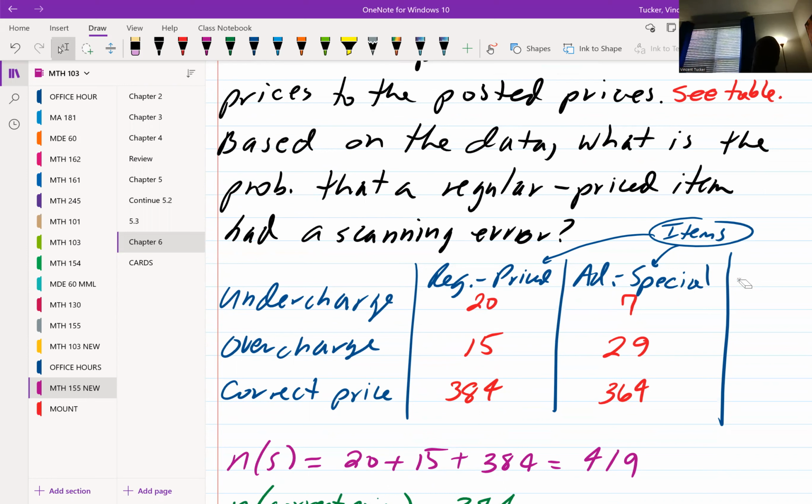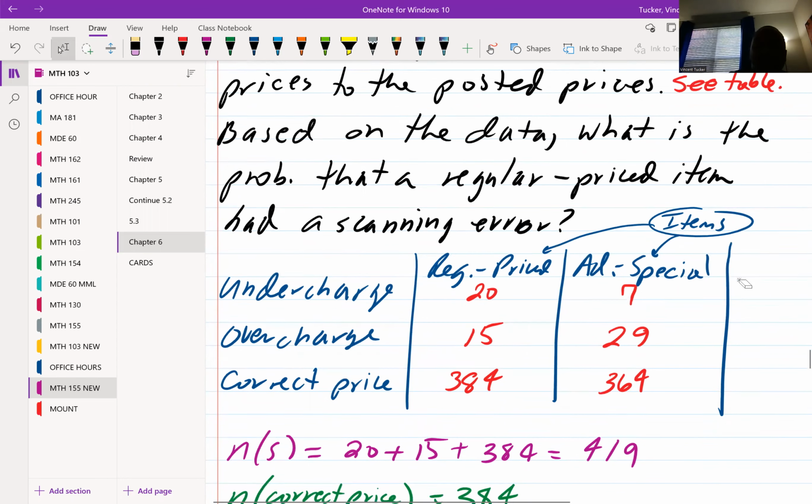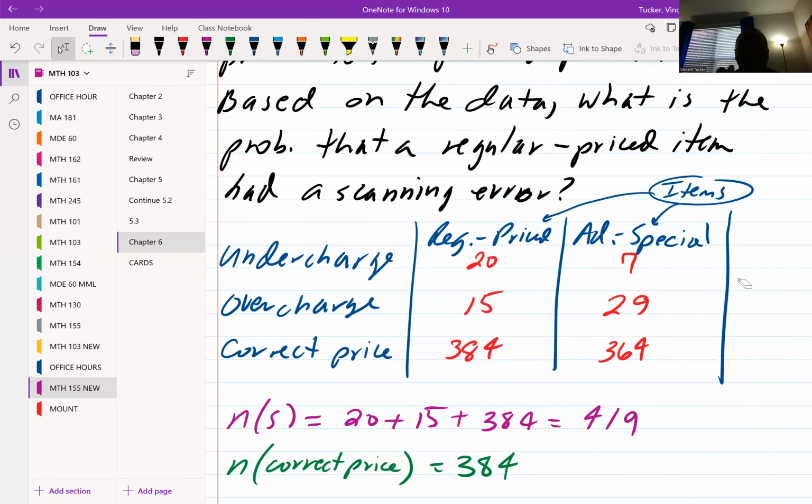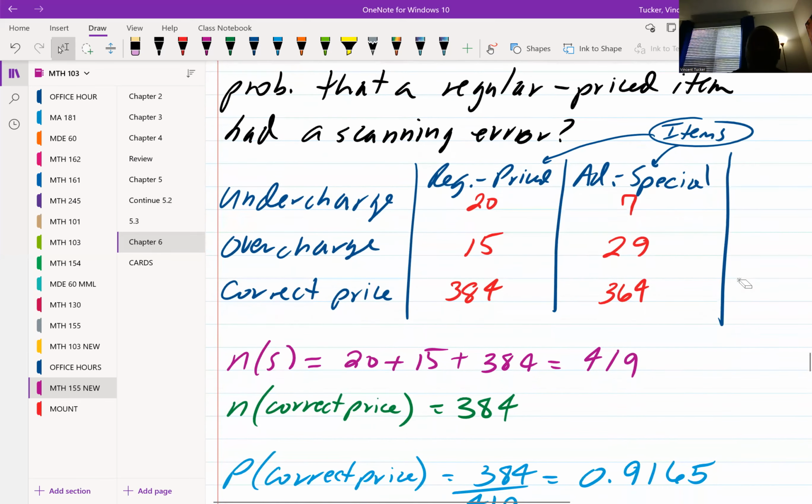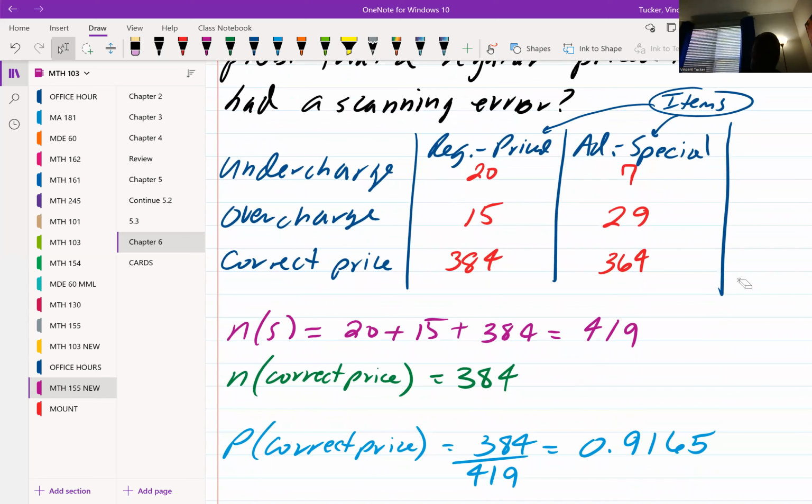There's a couple of ways that we can find this answer. I'm going to use the complement way since this is the complement section. The number of correctly priced items is 384. So the probability of getting the item that was priced correctly is 384 over the 419, which is 0.9165. And don't forget, math level will let you know what decimal place they want from you, whether it's 3 or 4.